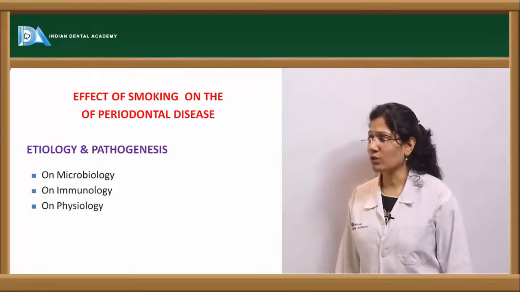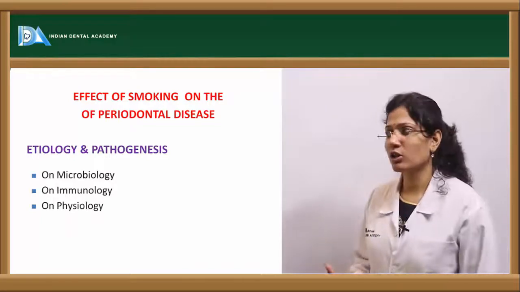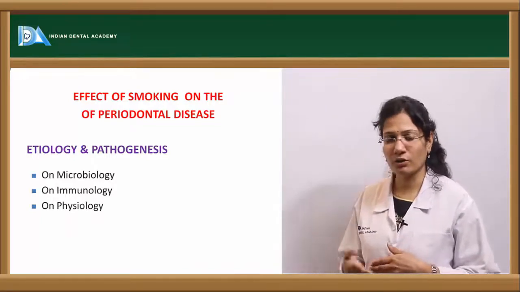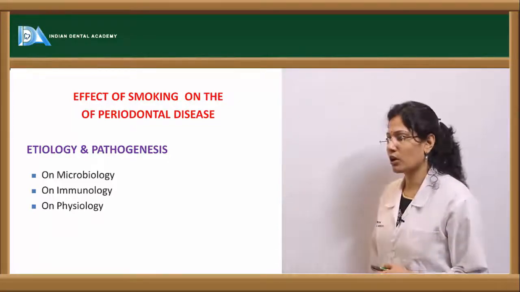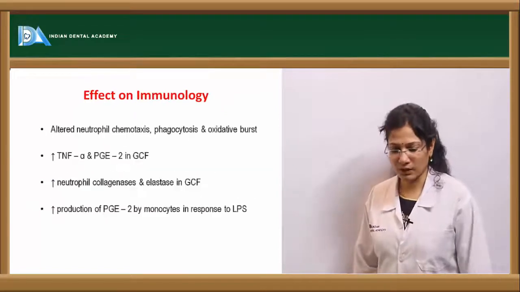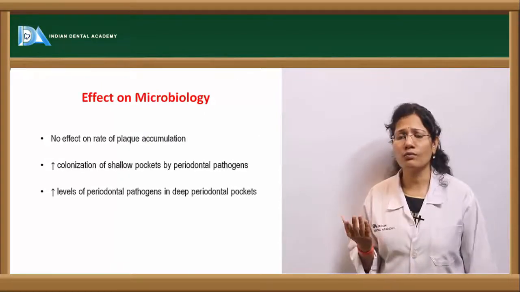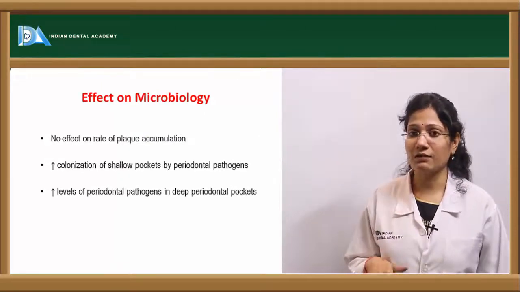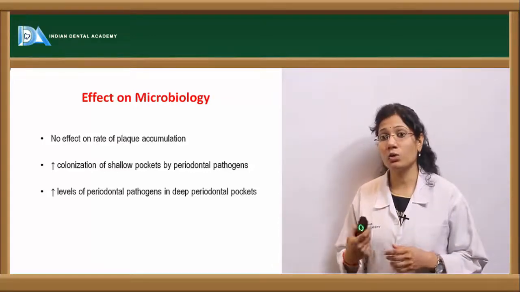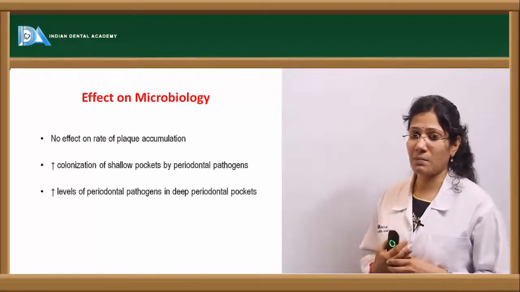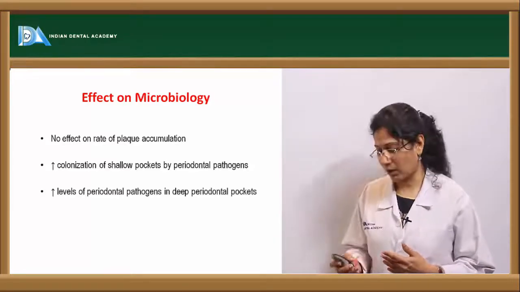What is the effect of smoking on the periodontal disease? Let's see under the etiology and pathogenesis: the effect of smoking on microbiology, on immunology, and on physiology. Now, what is the effect on microbiology? It doesn't say that plaque is going to increase; there is no effect on the rate of plaque formation, but there is an alteration in the microbial flora present in the plaque. You can see increased colonization of periodontopathic bacteria in shallow pockets, whereas in deeper pockets you find increased levels of the periodontal pathogens.